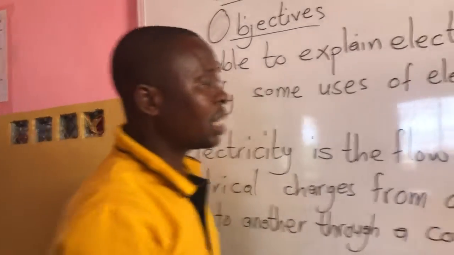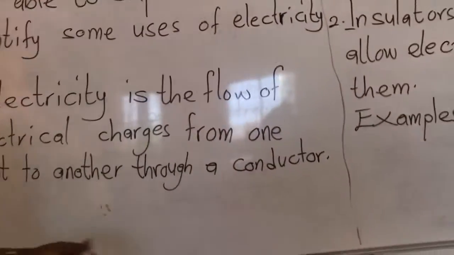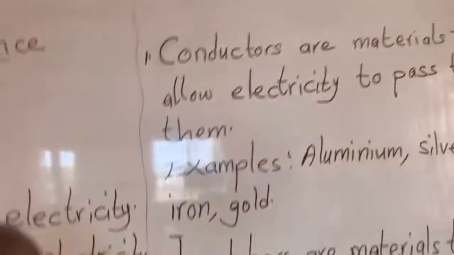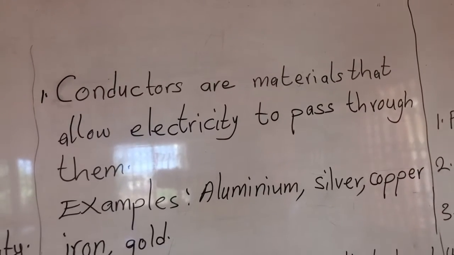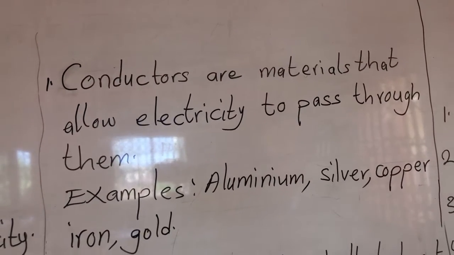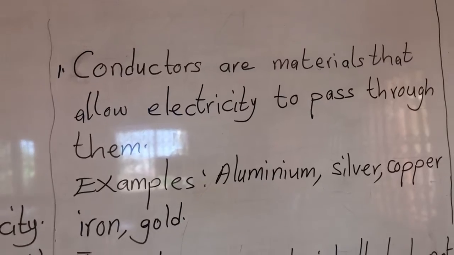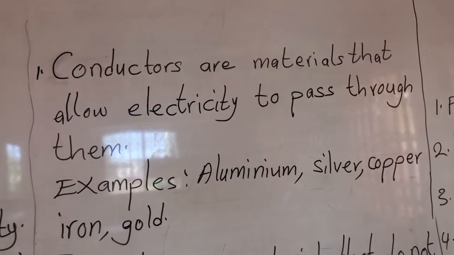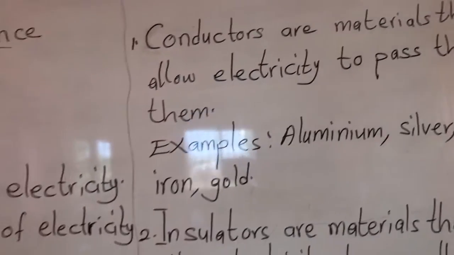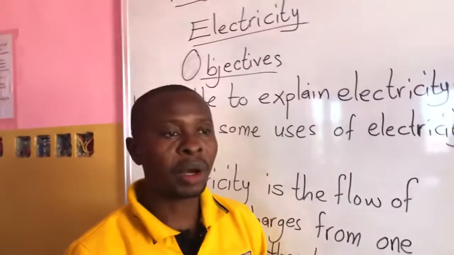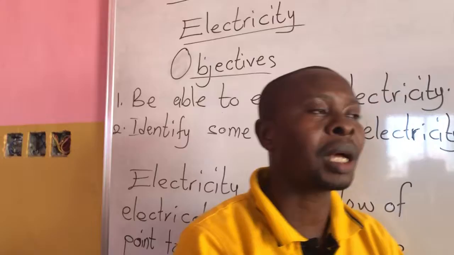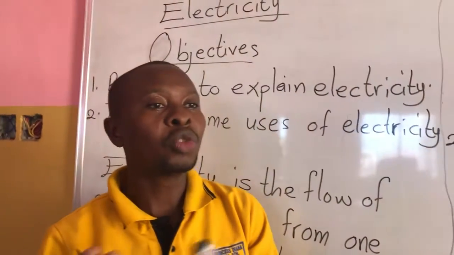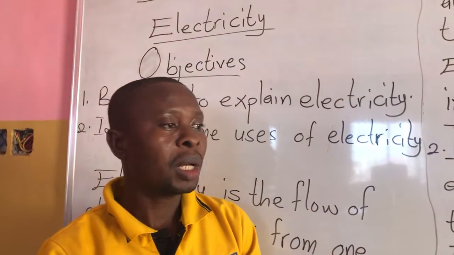Now, let's look at conductors. Conductors are materials that allow electricity to pass through them. In our home we have so many materials that we use, and there are some that allow electricity to pass through them, and there are some that do not allow electricity to pass through them. Now let's look at this.